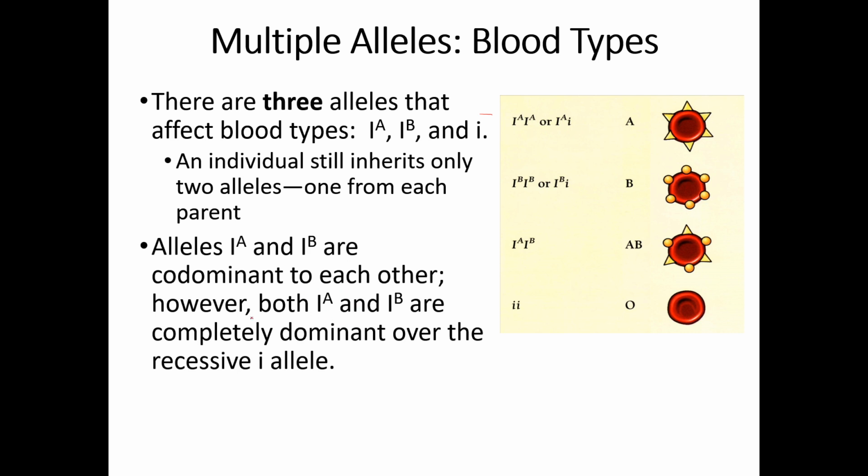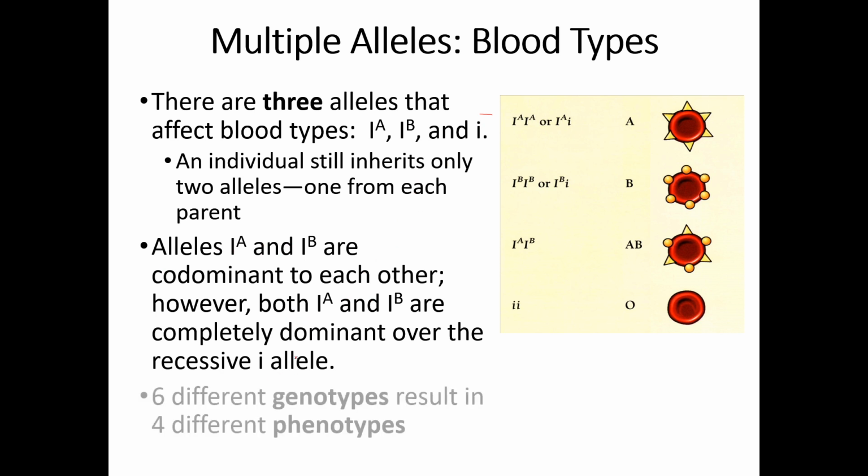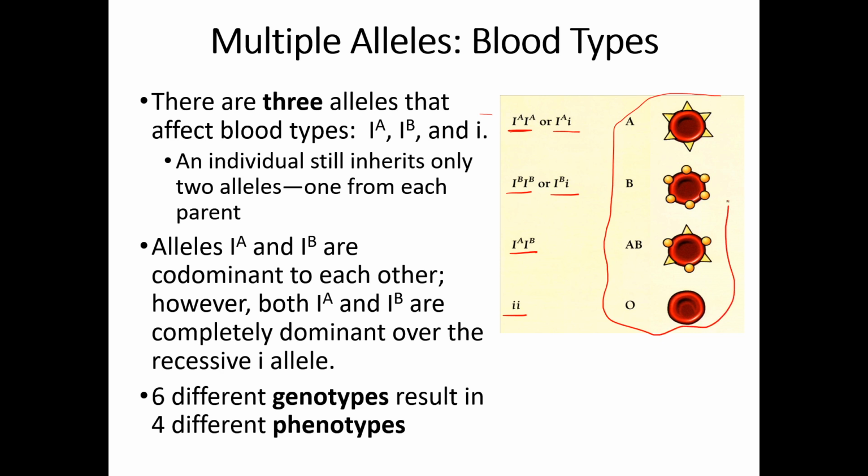So like I said, the 2 different letters that are capital letters are codominant to one another. But if you compare either of those to the small i, they are both completely dominant over the recessive allele. So we have here 6 different genotypes. Genotypes are the combinations of letters. There's 1, 2, 3, 4, 5, 6, right? Those are the genotypes. And over here, the blood types that result, the blood types are the phenotypes. So we have 1, 2, 3, 4 phenotypes that can result from those 6 different genotypes.